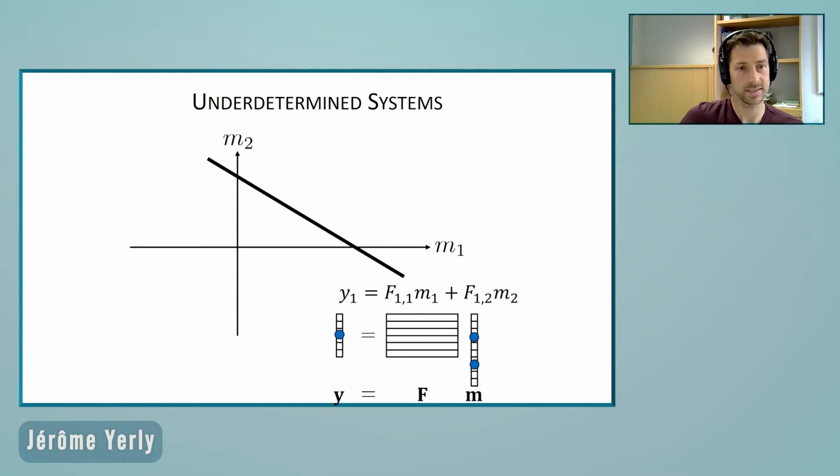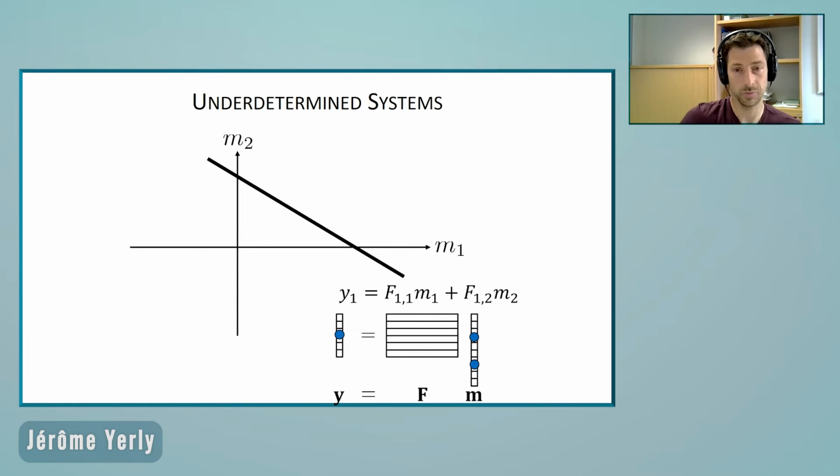The x-axis is m1, the first pixel in our image, and the y-axis is m2, the second pixel in our image. So now we have 1 equation and 2 unknowns. This basically means that there is an infinite number of combinations of m1 and m2 that are consistent with the data we acquired. Now the question is, how do we find a specific solution among all these possible solutions that lie on this line?